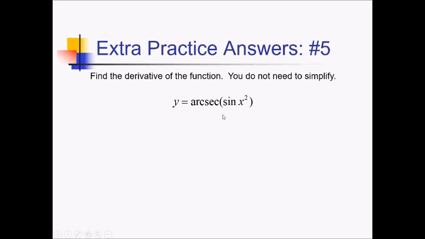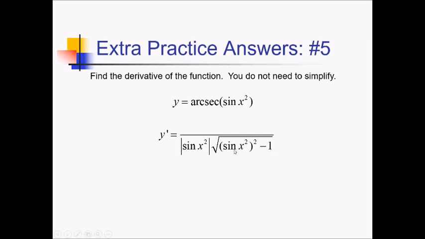For this problem, I'm trying to take this derivative. I'm going to need the chain rule for this. My outer function is arcsecant of something. The derivative of that is going to be 1 over the something in absolute value times the square root of something squared minus 1. So that's 1 over absolute value of sine squared of x times square root of sine squared of x squared minus 1.